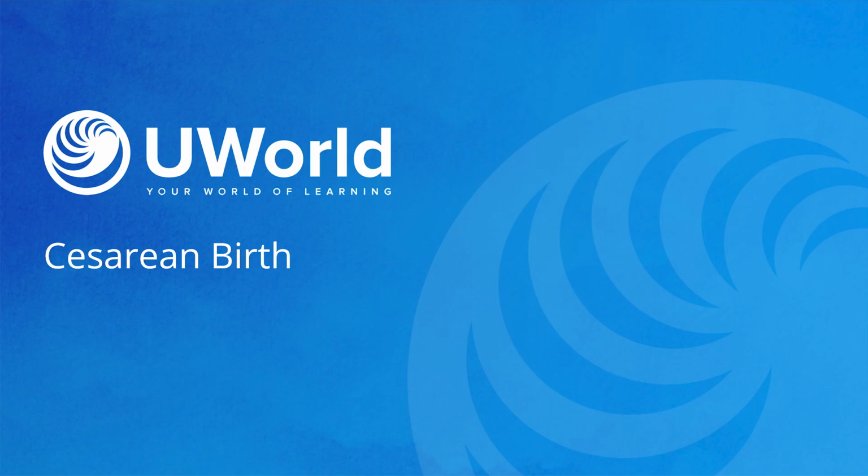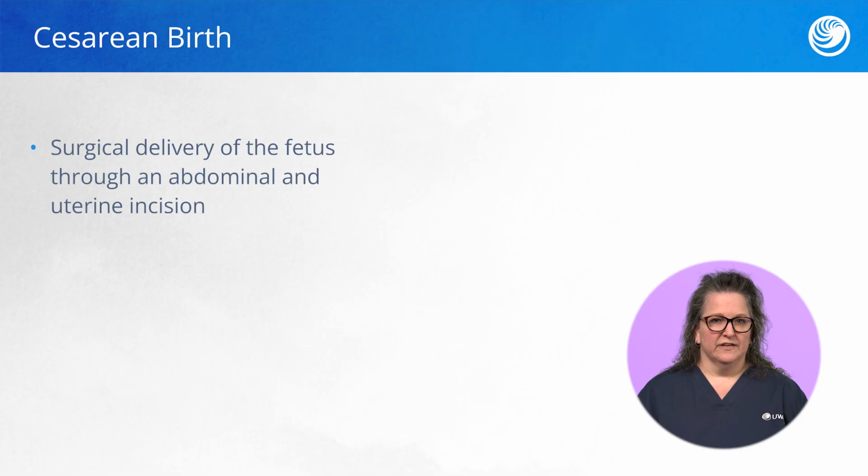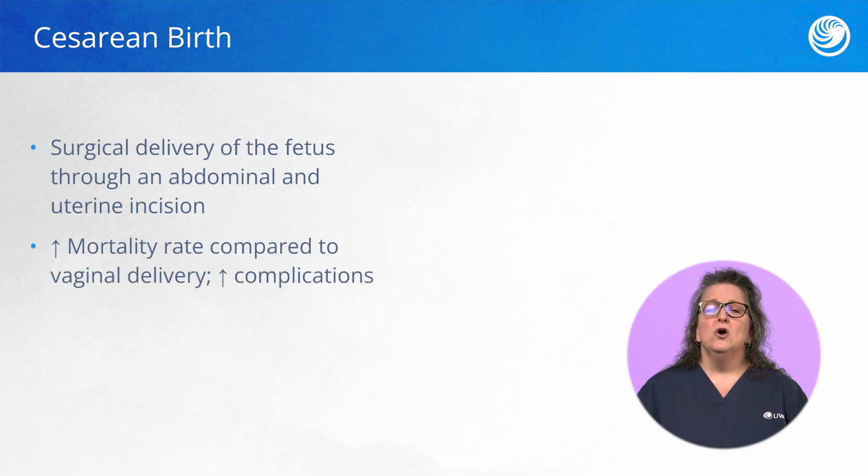This topic is cesarean birth. Cesarean birth is the surgical delivery of the fetus through abdominal and uterine incisions. This option is used when a vaginal delivery may have too many risks for the mother and the fetus. Birth by cesarean increases the mortality rate when compared to vaginal delivery, and there is an increased risk for complications.